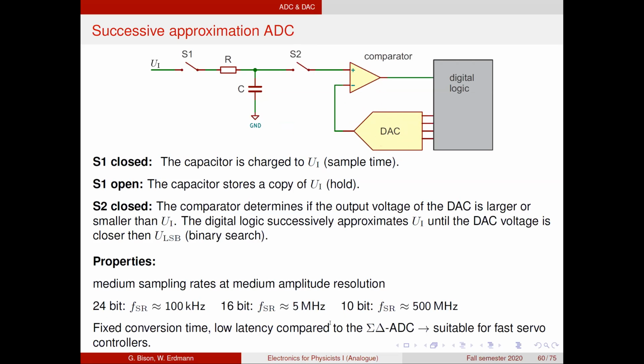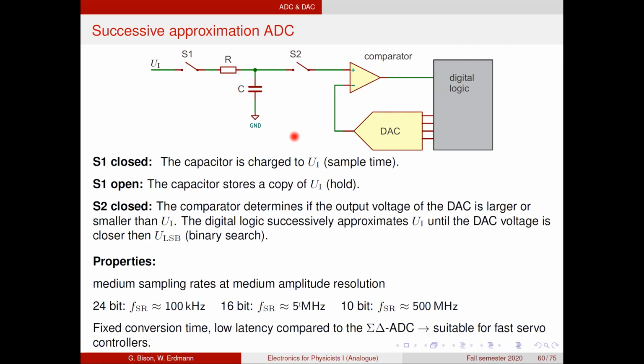Then the comparator tells us again whether the voltage we are looking for is larger or smaller than what we generated. And like that, the logic can successively approximate the voltage that is stored here. So what it basically does is it performs a binary search. And in order to gain n bits, it has to do n cycles of generating a voltage here and reading out the comparator. And this can be very fast. So what you need is a good DAC and a good comparator, and the rest is just digital logic.